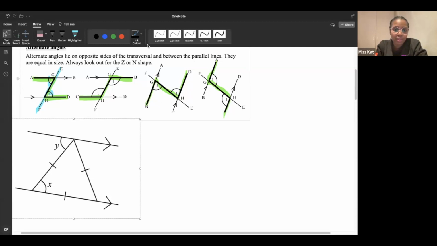Hi, ma'am. How are you, ma'am? I'm fine. Ma'am, it's alternating angles, the reason, you see, because they make a Z type of shape. We want to know the size. It's X equals to Y, reason being alternating angles.